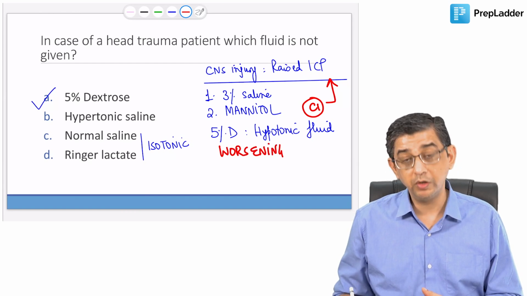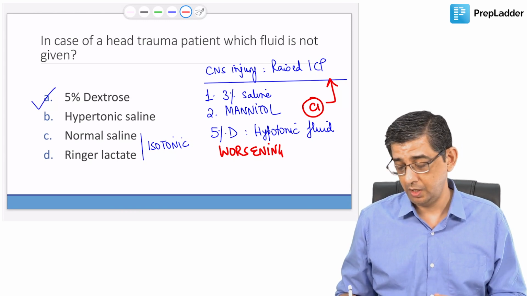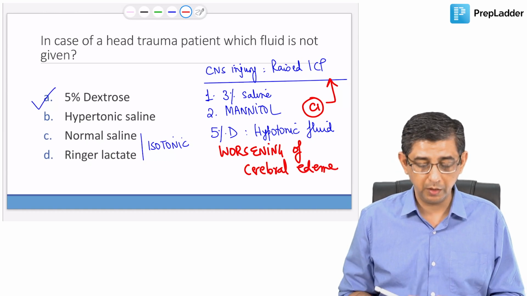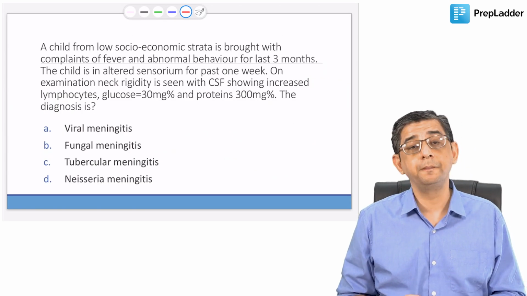The basic concept you need to understand is: swelling in the brain, suck out the water, decrease the pressure in the brain. And if you give a hypotonic fluid, that's the take-home message for you, then there could be worsening of the cerebral edema component coming in. The answer to this question is option number A. Moving to the next one.